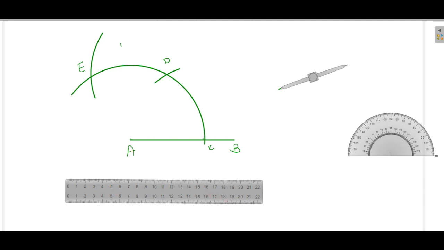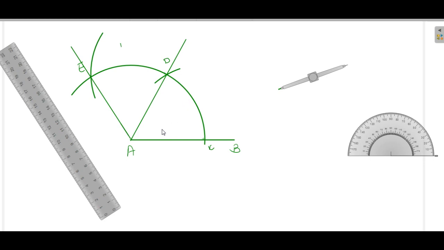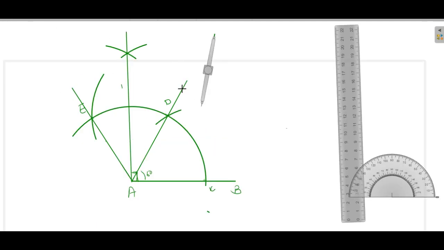So if we bisect this 60 degrees angle, we will get 30 degrees, and if we bisect these two angles we will get 90 degrees. Let us bisect and get the 90 degree angle. This ray makes an angle 60 degrees with AB, this ray makes an angle 90 degrees with AB, and this one makes 120 degrees with AB.